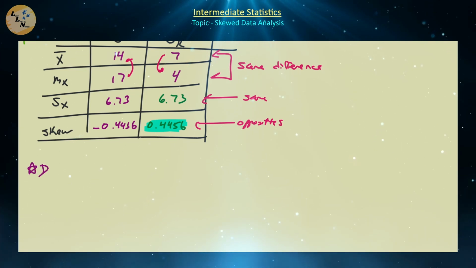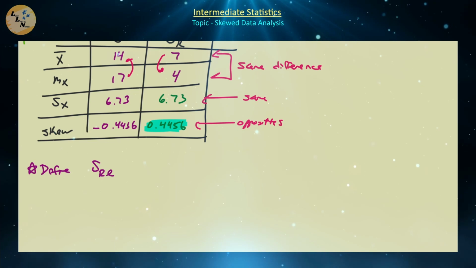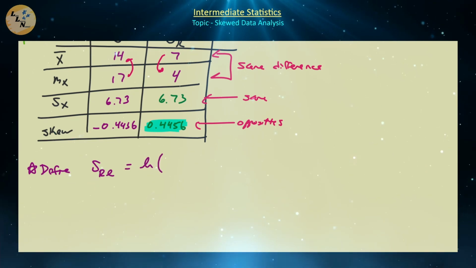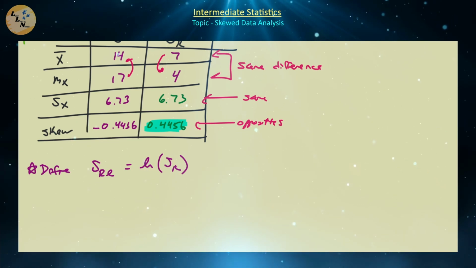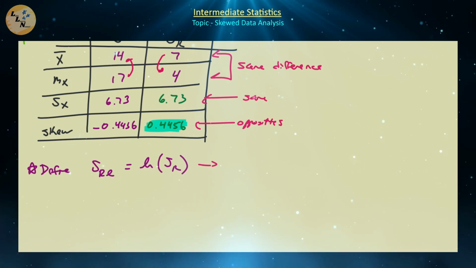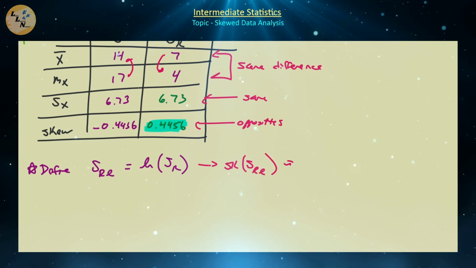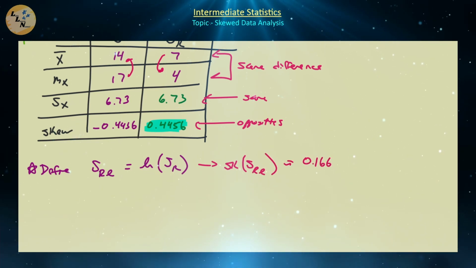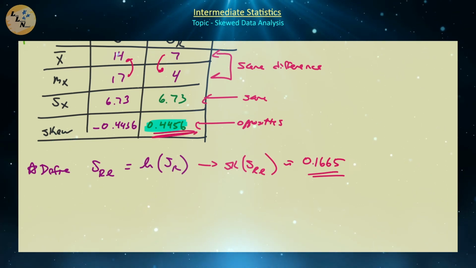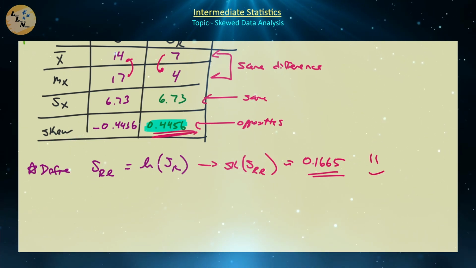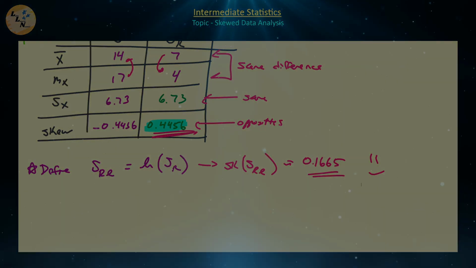Now we're going to define a new set. It's going to be the log of the reflection, right? So if we take the natural log of those reflected data points, then you will find that the skewness of SRL is actually going to come out to approximately 0.1665, which is substantially lower than what it used to be. So therefore, we have achieved our goal of reducing the skewness.